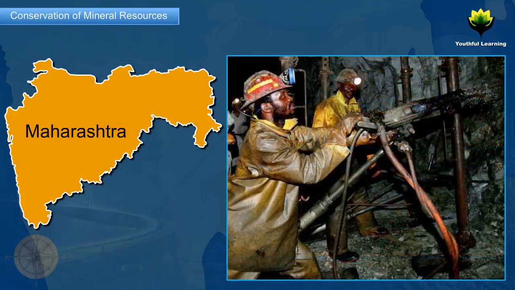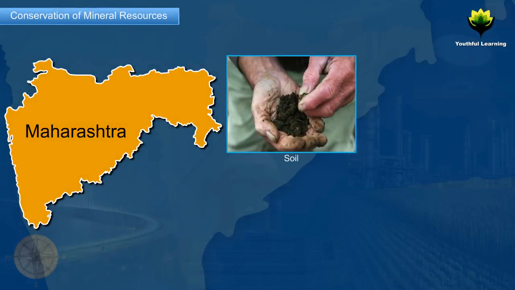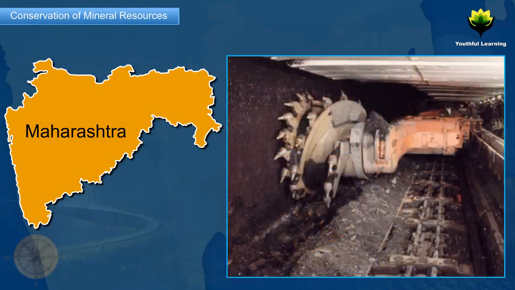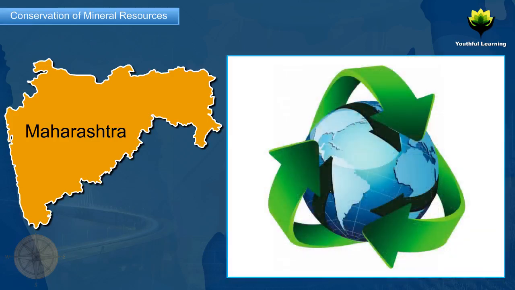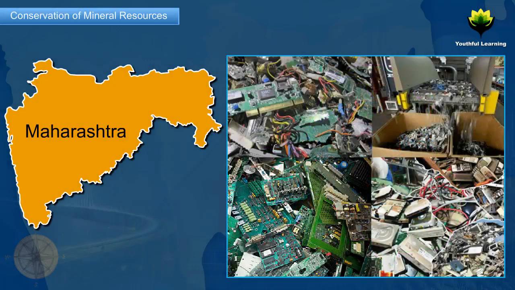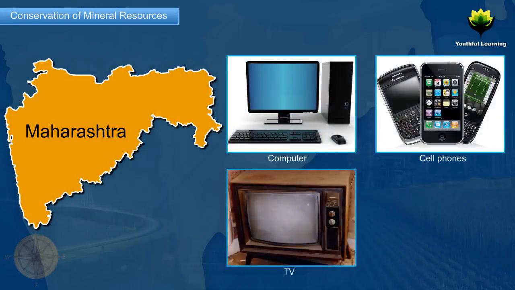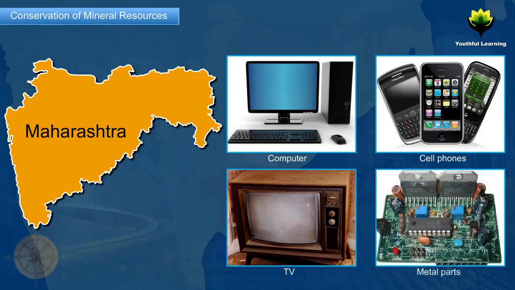Further, many mining methods to extract minerals destroy the environment, damaging the soil, plants, and polluting air and water. Instead, more sustainable mining methods should be used, and recycling should be encouraged to save mineral resources. For example, when electronic devices like computers, cell phones, TVs are discarded, the metal parts in the devices should be retrieved, recycled, and reused.